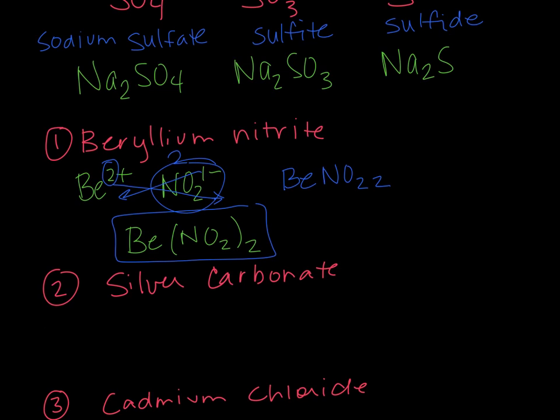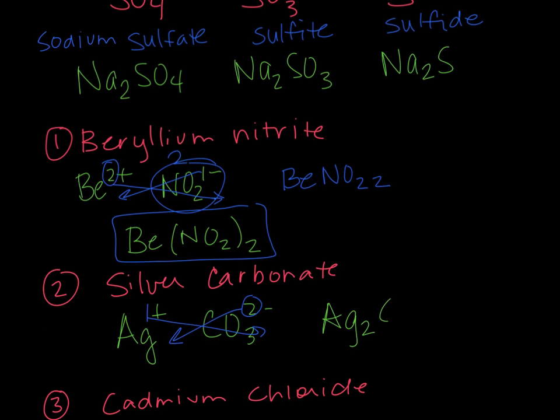All right, next we have silver carbonate. So silver has a +1 charge, and carbonate is CO3 2-. And so to balance that out, the 2 comes down here, the 1 comes down here. So this time the 2 is going to come down behind the silver. And so we're going to have Ag2 and then CO3. All right.